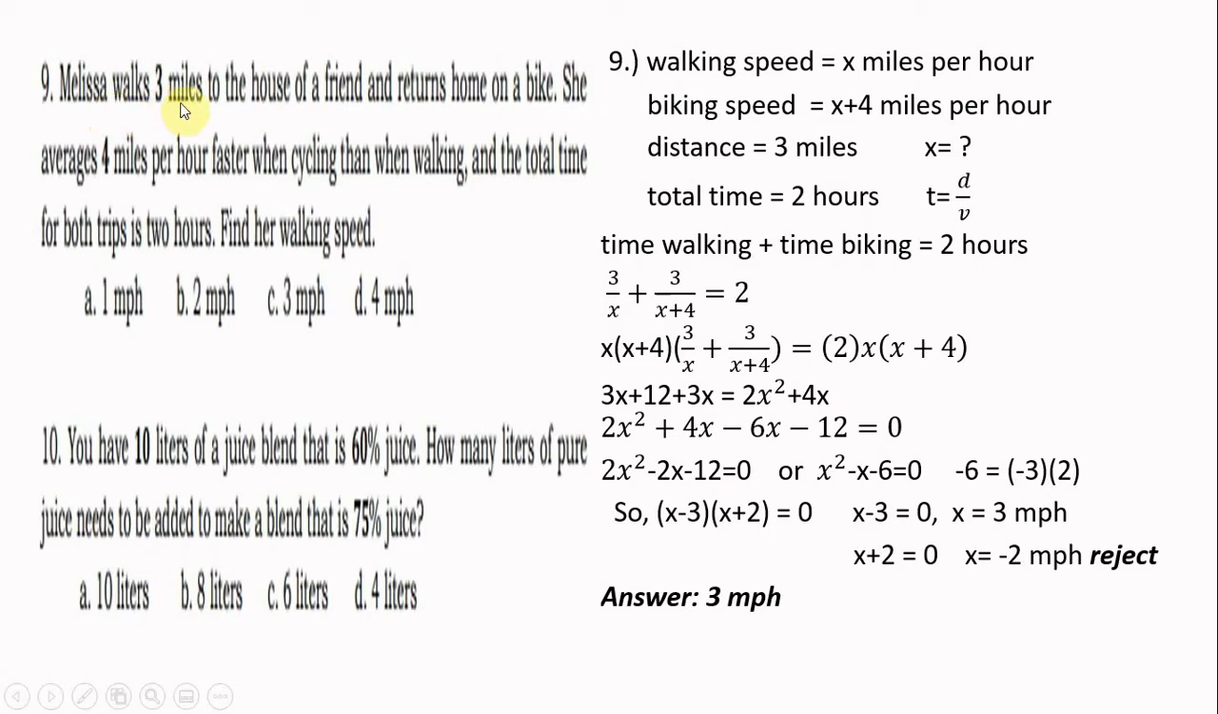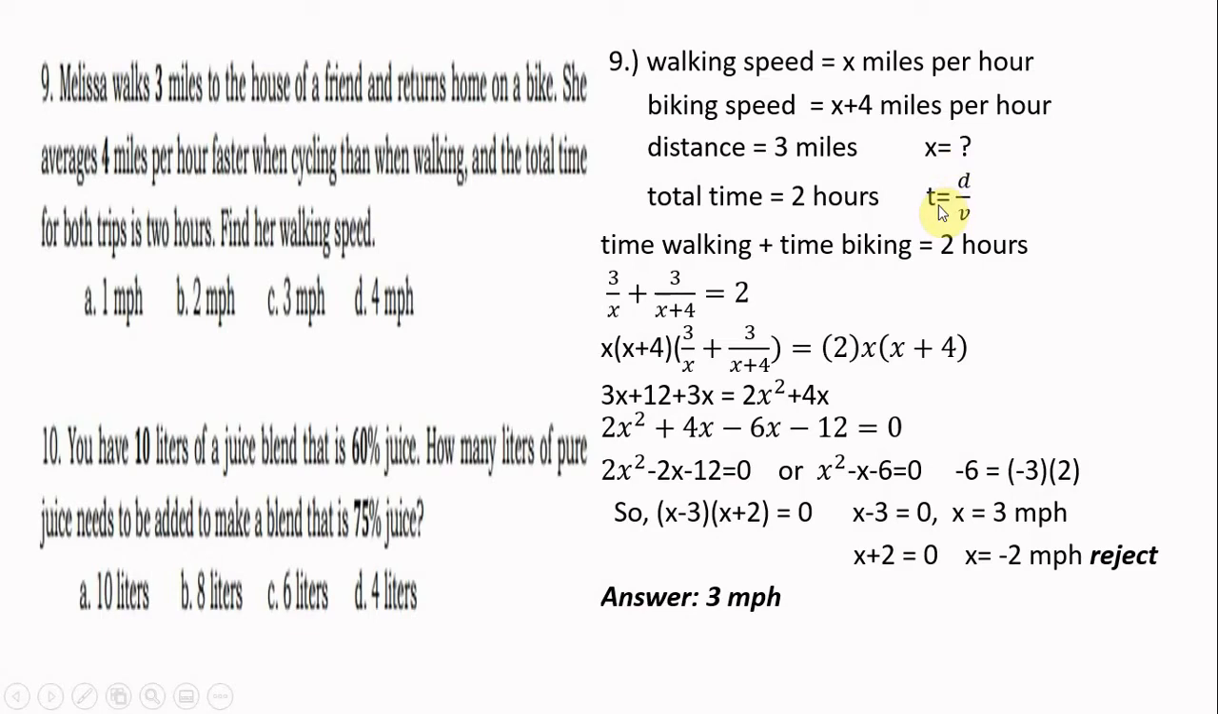Next, number 9. Melissa walks 3 miles to the house of a friend and returns home on a bike. She averages 4 miles per hour faster cycling than when walking, and the total time for both trips is 2 hours. Find her walking speed. Now we have here the solution. The walking speed is equal to x miles per hour. We do not know. Biking speed is equal to x plus 4, because it is 4 miles per hour more. So our distance is 3 miles and total time is 2 hours, and we are finding x, the walking speed.